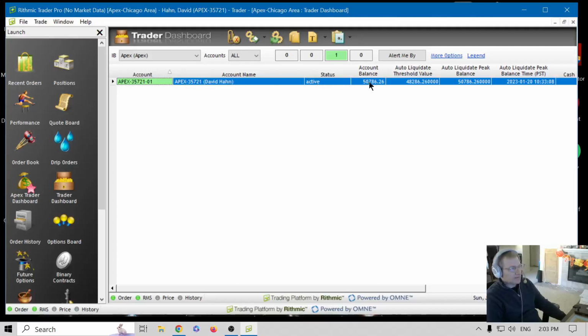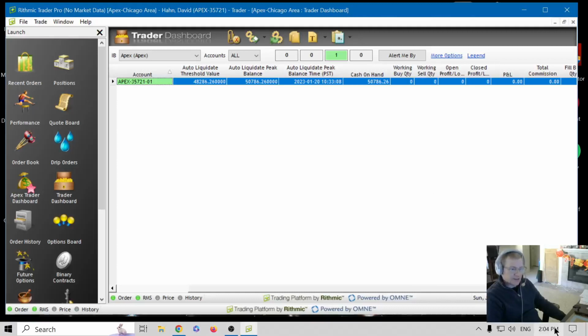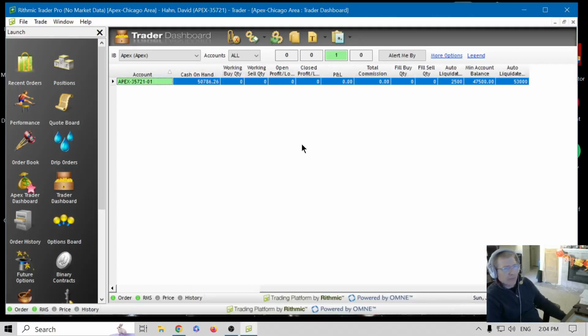active status, balance, auto liquidate threshold value, peak balance, and so on. 120 at 10:33 was the last that I traded. Today is Sunday, January 22nd, and I decided to set up OBS and see if I could do some screen capture.